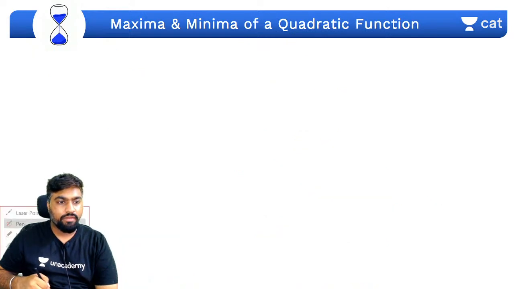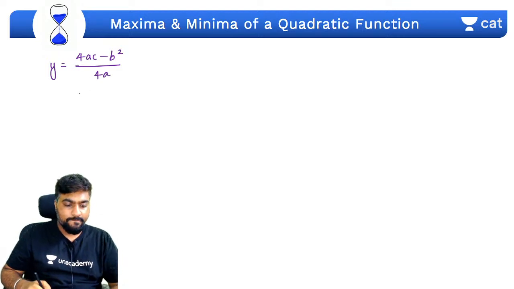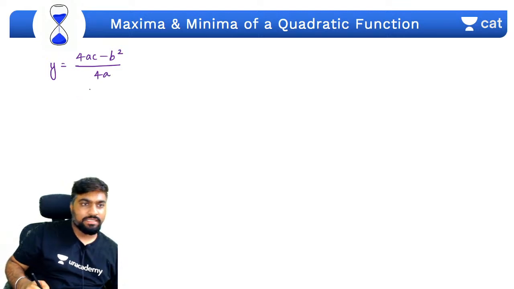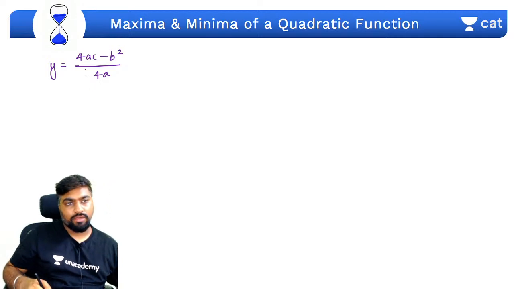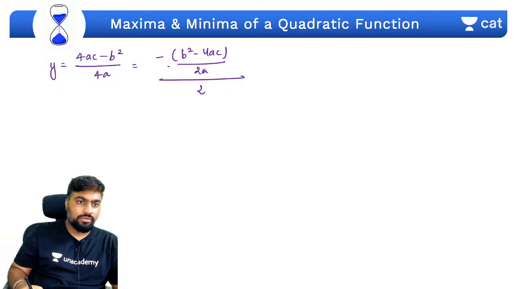Okay, so now what we've gotten from here is y is equal to 4ac minus b square by 4a, right? 4ac minus b square by 4a. Does this look very similar to you? Can I write this as minus of b square minus 4ac by 4a?